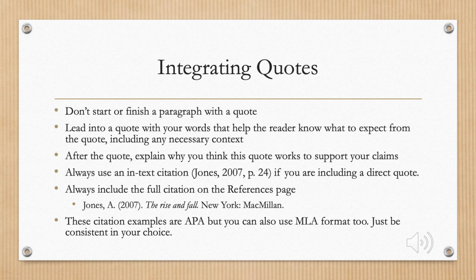In APA style, it's last name, comma, year, comma, and then the page number if you're including a direct quote. APA has some flexibility on how you cite paraphrases, but if it's a direct quote, you have to include the page number. Also, you always have to include the full citation on the references page. And you can't have an in-text citation without a corresponding reference on the reference page. Those are also listed by last name first, Jones, comma, A. We don't spell out the whole first name, we just use the first initial. The year it was published, and then the title in italics, and then the publication information.